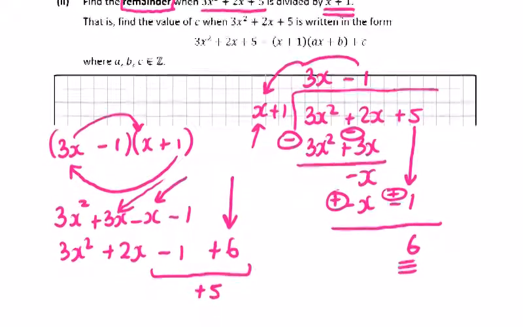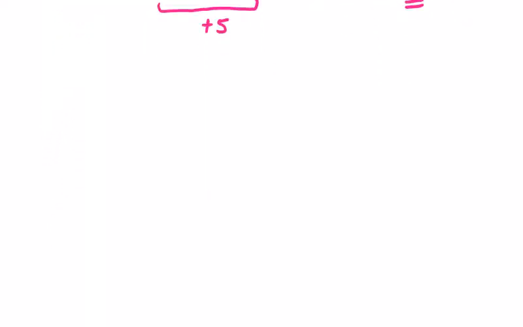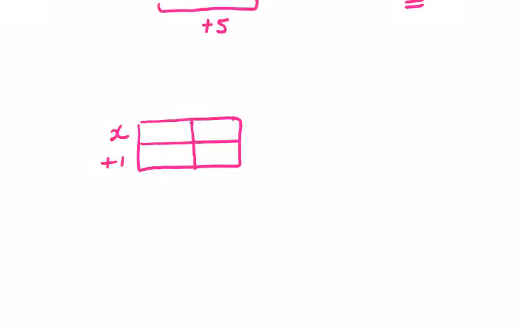Second way to get the remainder. And would the box method work? You may have not seen the box method, but we only need 2 by 2 when we've got a quadratic divided by a linear, x plus 1. And into it we're dividing 3x squared plus 2x plus 5. I'll write it again, 3x squared plus 2x plus 5. So the first term and the last term in here. Well, I'll leave the last term out for now. Let me just see here.